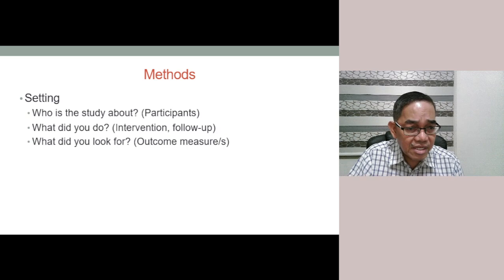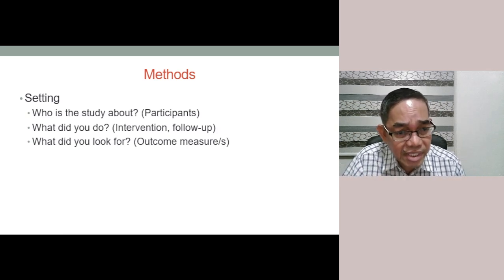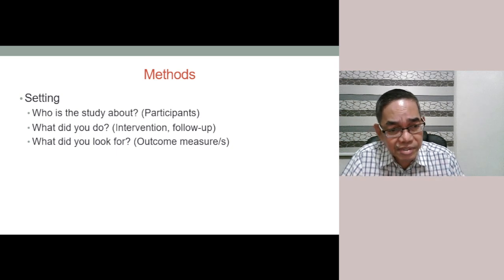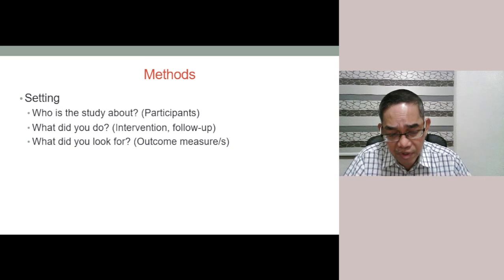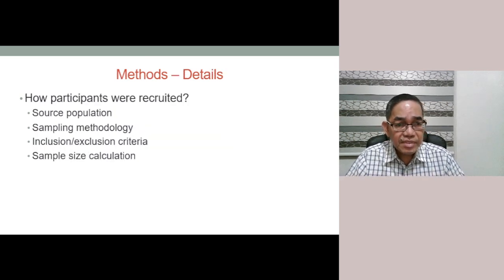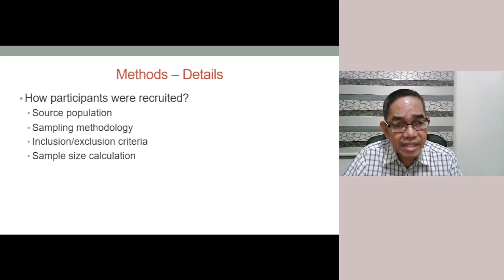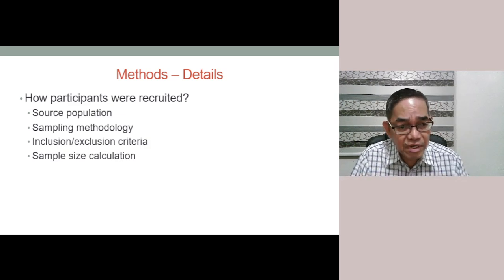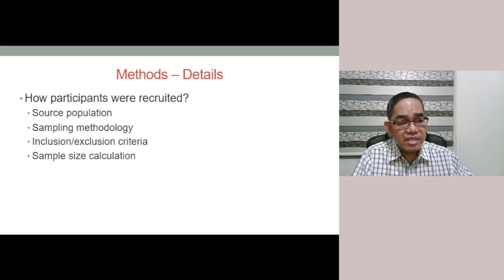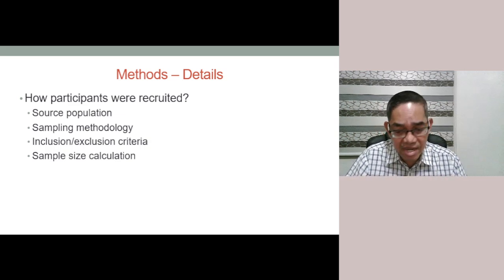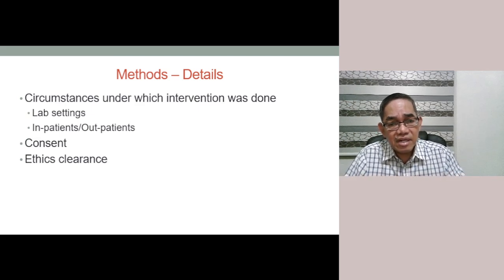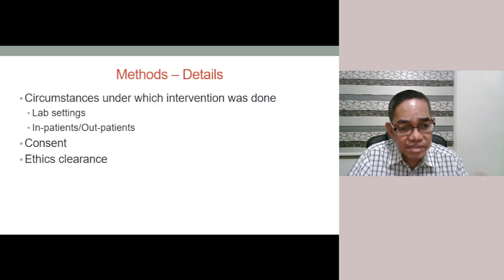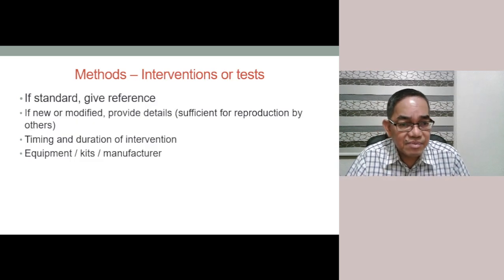And in the setting, who is the study about? So the participants, what did you do, the intervention and the follow-up, and what did you look for, the outcome measures. How participants were recruited, talk of the source population, the sampling methodology, inclusion, exclusion criteria, and then the sample size calculation, and then the circumstances by which the intervention was done, the laboratory setting, informed consent, and ethical clearance.